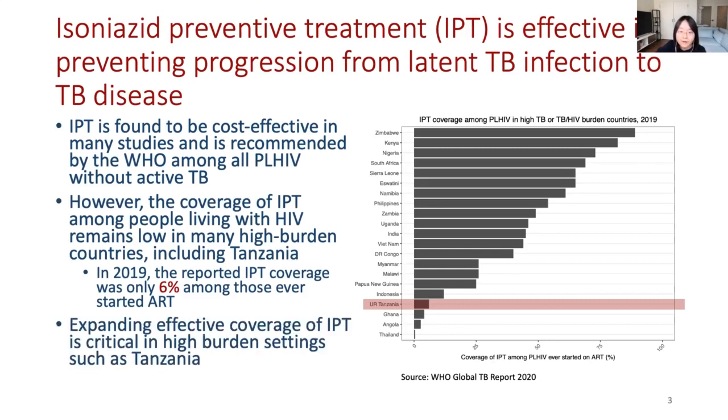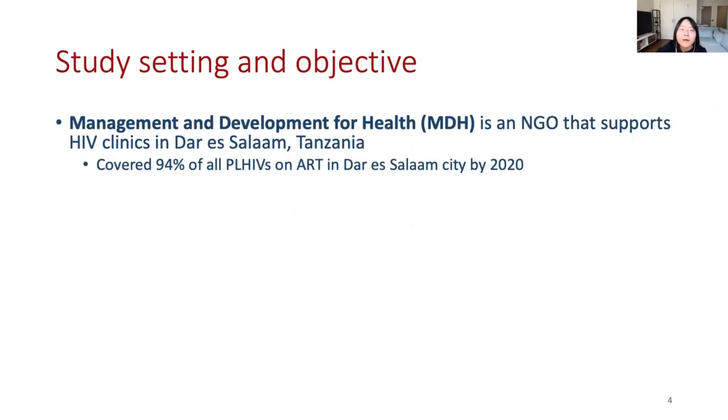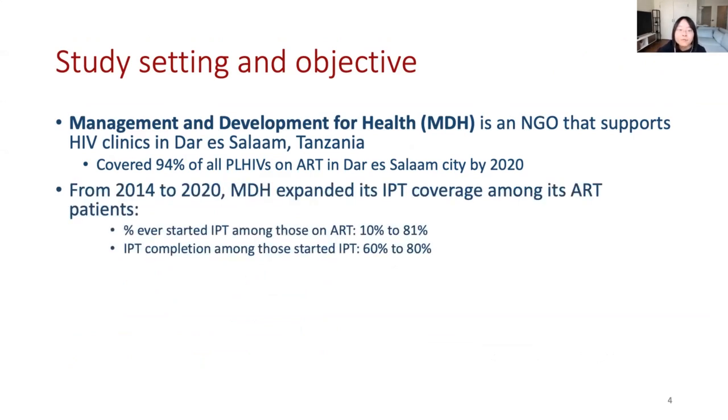So expanding effective coverage of IPT is therefore critical in high-burden settings such as Tanzania, and understanding the associated health and economic implications can inform decision-making for efforts to expand coverage. The Management and Development for Health, or MDH program in Tanzania provides an opportunity to investigate the implications of such IPT expansion programs. MDH is an NGO that supports HIV clinics in Dar es Salaam, Tanzania. From 2014 to 2020, MDH expanded its IPT coverage by increasing both IPT initiation and completion rates.